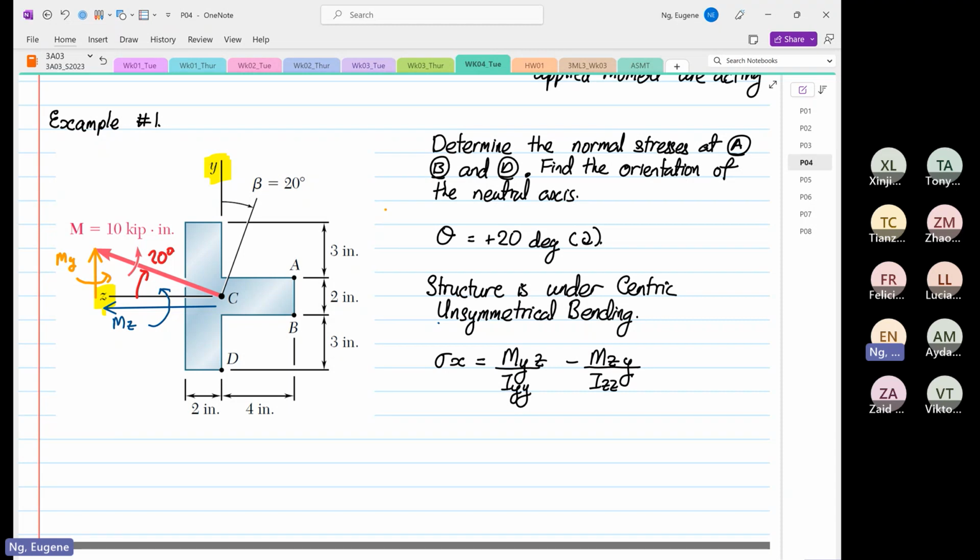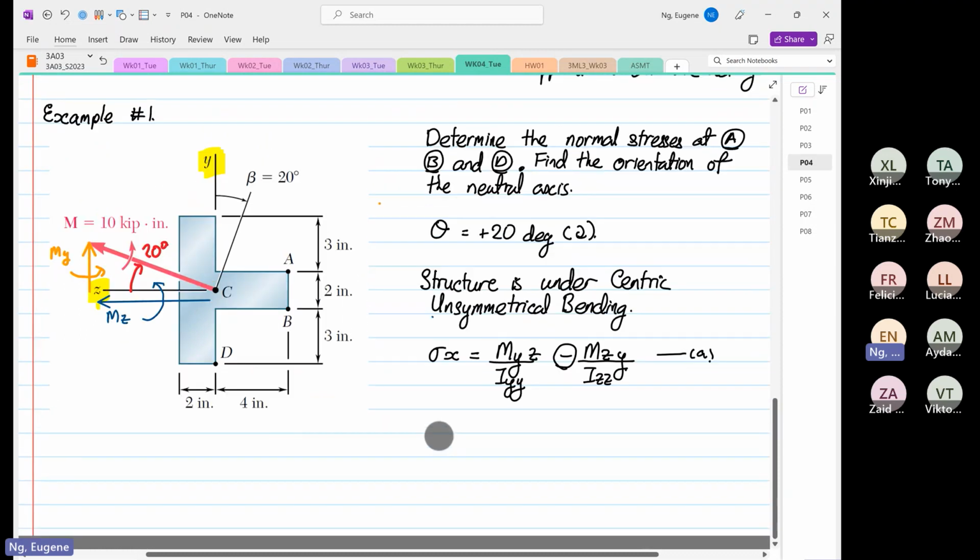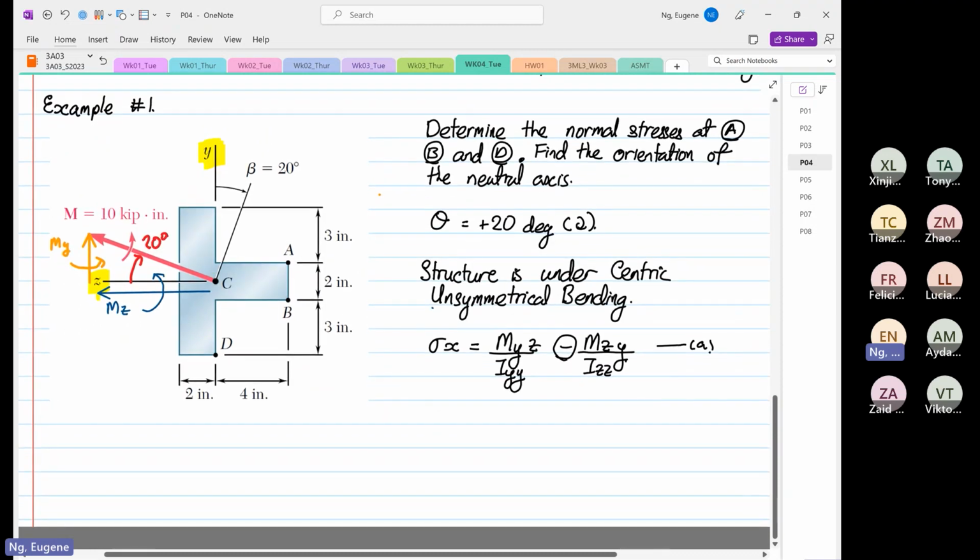Now, as I said, don't worry about the sign because we are going to use the moment vector to help us resolve the sign. Now, this equation over here, equation A, is the true form. So this is indeed minus. But if you forget, don't worry, okay? We are going to use the moment vector, okay? So do not worry about the sign.